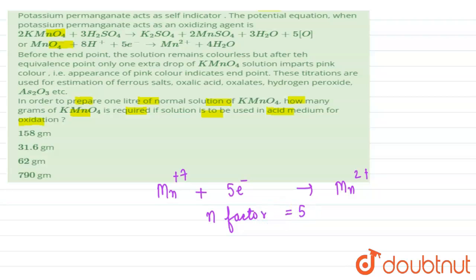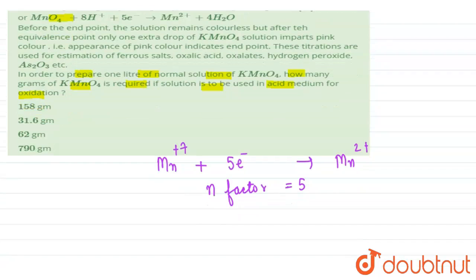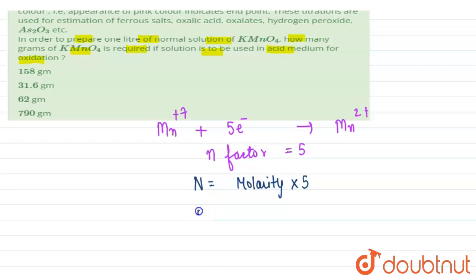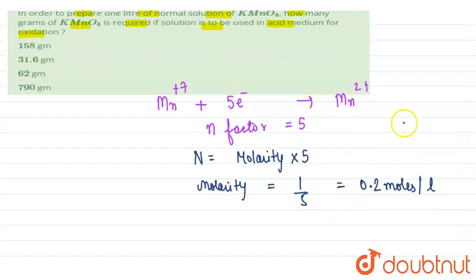Now we have been provided that the normality of the compound is 1. Normality is equal to molarity into N factor. So we can calculate the molarity will be 1 by 5, that is 0.2. So there are 0.2 moles per liter, and we know that the weight of 1 mole of KMnO4 is 158. Now our volume of the solution is 1 liter.